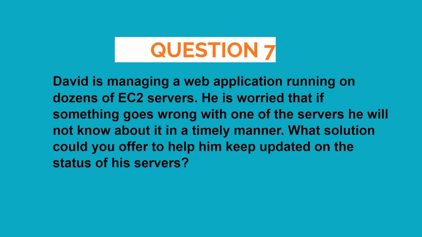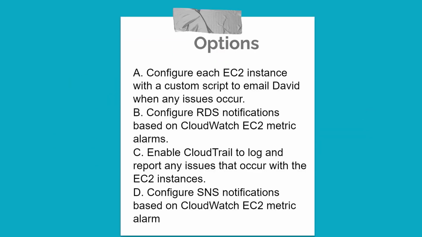Question 7. David is managing a web application running on dozens of EC2 servers. He is worried that if something goes wrong with one of the servers, he will not know about it in a timely manner. What solution could you offer to help him keep updated on the status of his servers? Option A. Configure each EC2 instance with a custom script to email David when any issues occur. B. Configure RDS notifications based on CloudWatch EC2 metric alarms. C. Enable CloudTrail to log and report any issues that occur with the EC2 instances. D. Configure SNS notifications based on CloudWatch EC2 metric alarm.